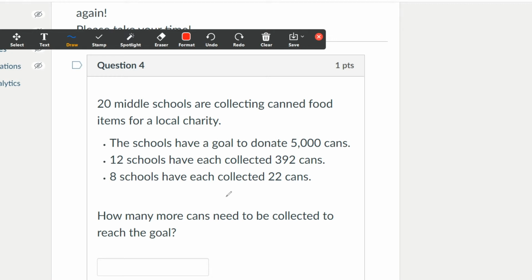Well, that tells me that they haven't met their goal yet. So let's go ahead and check. If 12 schools each collected 392, we know we have to multiply that. So let's set up the area model for this one. 300 plus 90 plus 2. That's 392 times 12, which is going to be 10 plus 2.